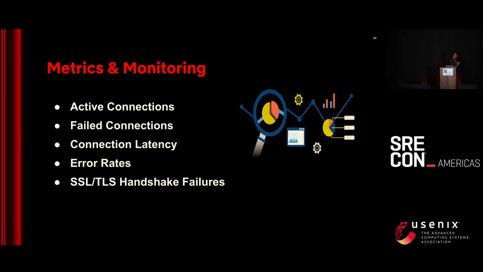We do have more than 30 to 40 metrics, but the most important metrics in this scenario are active connections, failed connections, connection latencies, and I'm not going to explain in detail because the names already say that, error rates, and SSL handshake failures. I think I'm going to just emphasize SSL handshake failures.